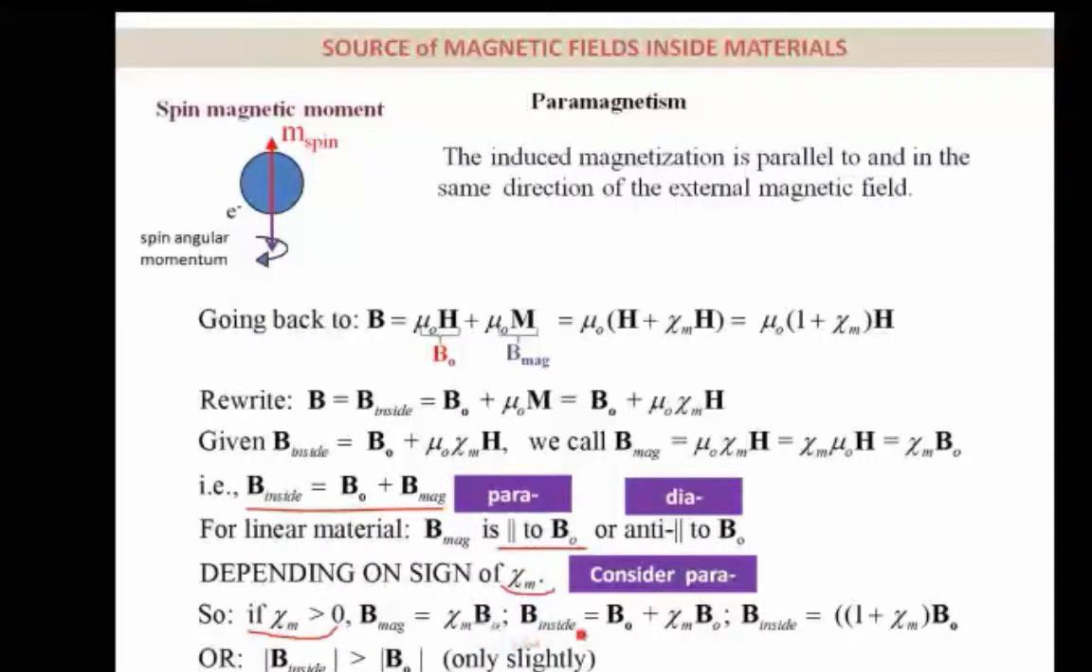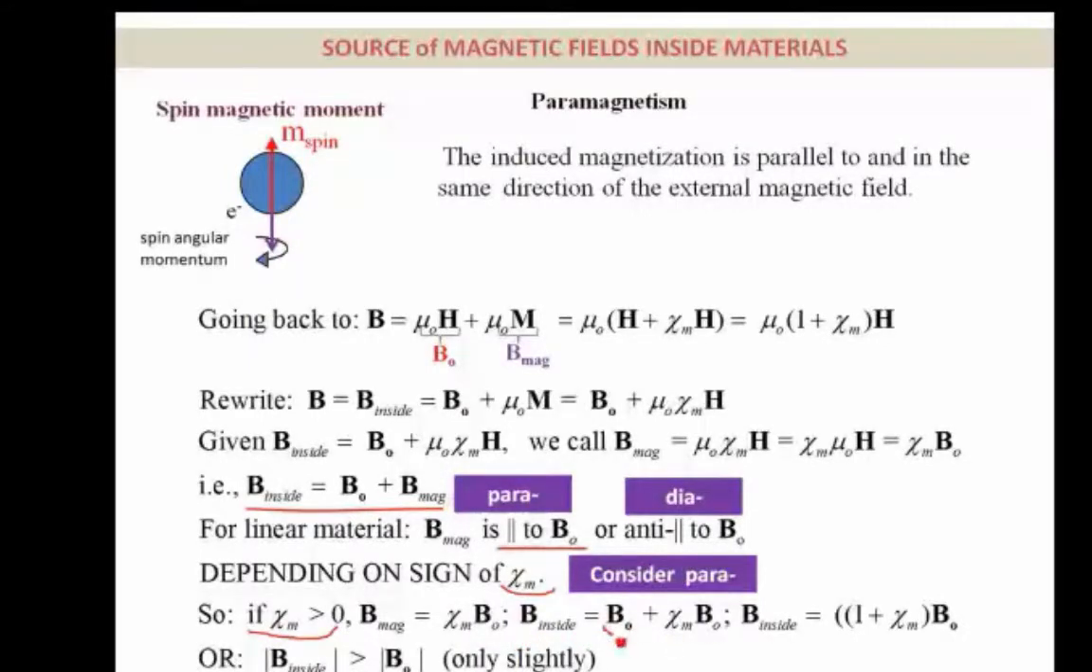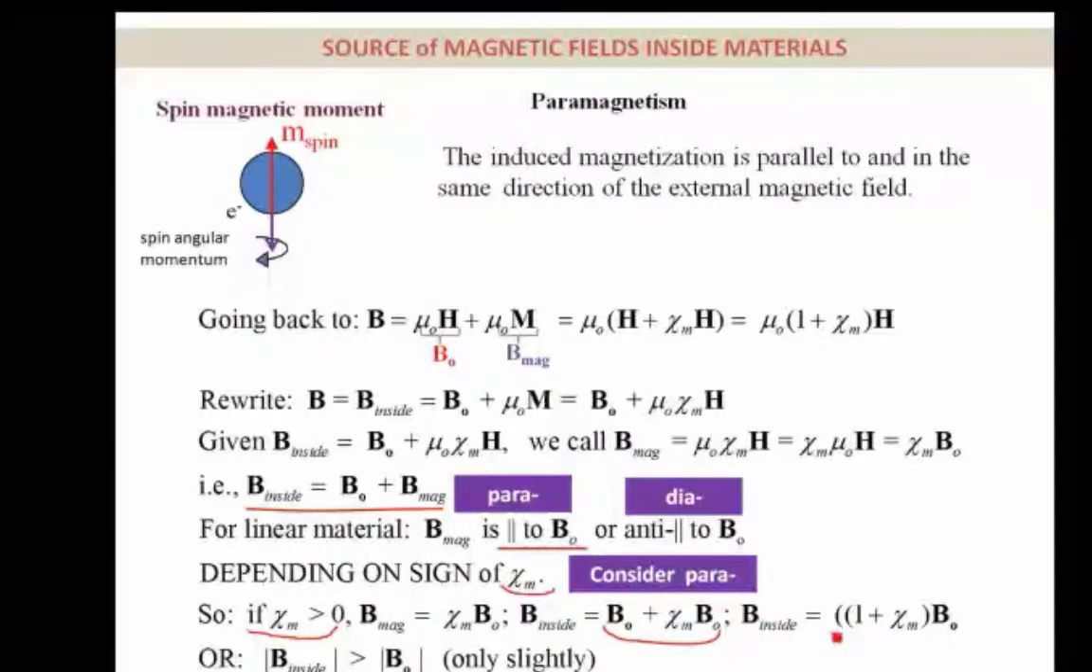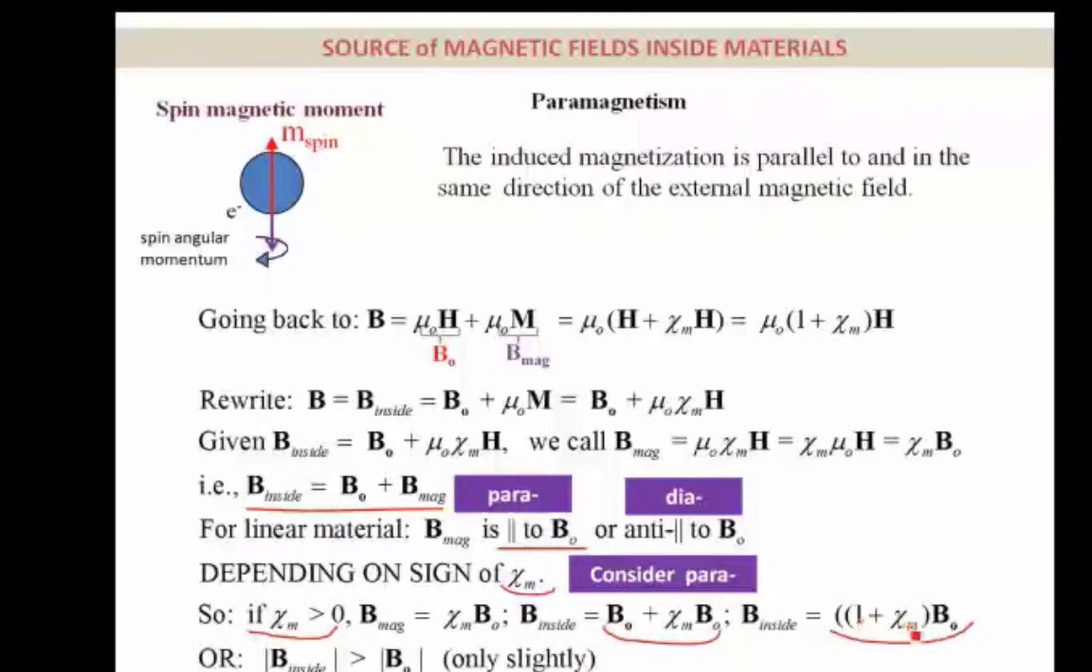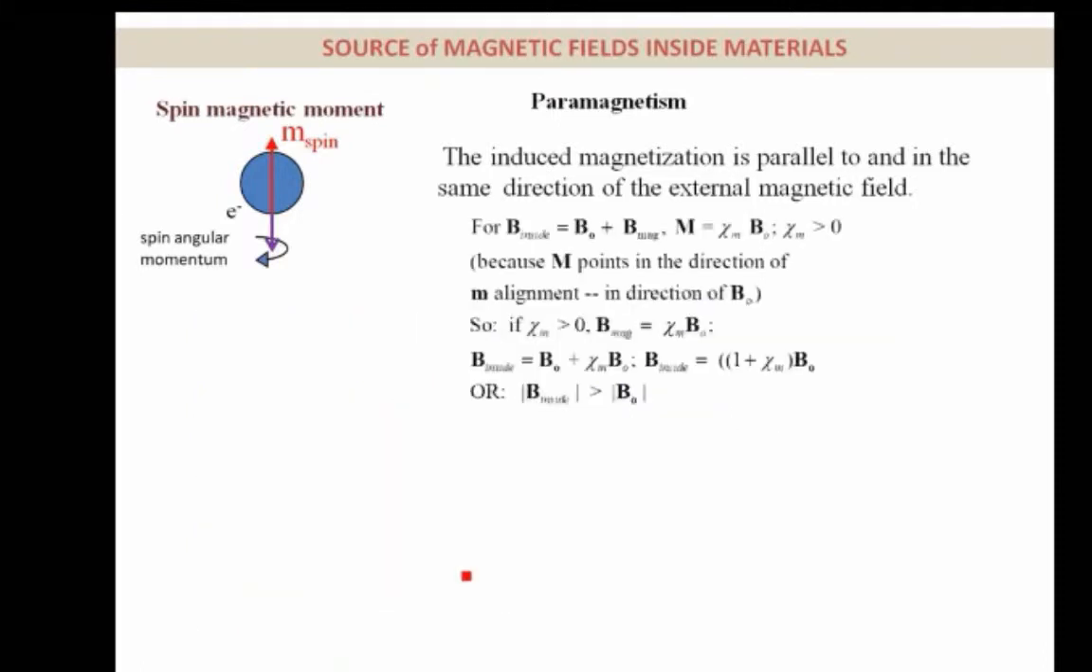Rewriting B inside then in terms of chi, here's our B0 plus chi sub m B0. If we then factor out the B, we would have B inside equaling this quantity here. This would be 1 plus chi sub m, which is a positive number. So we end up with the B field inside getting slightly larger than B0. It's only slightly larger because this is a small number, positive number. So that's paramagnetism.